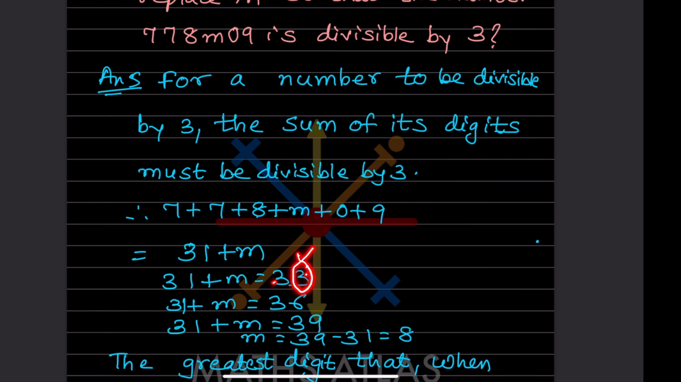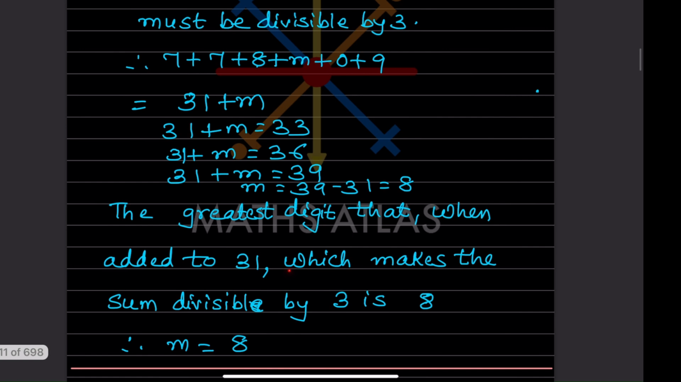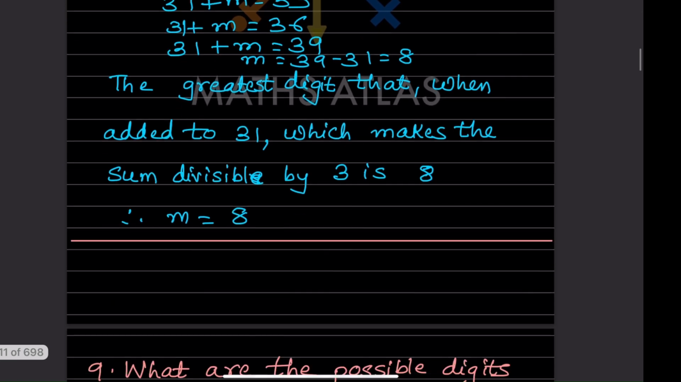So when we do this, 33, when we rearrange, m is 33 minus 31, that is, m is going to be 2. They have asked for the greatest number. Again, when we do for 36, that is going to be 5. If we take 39, that will be 39 minus 31, which is going to be 8. And if we take 42, 42 minus 31 is going to be 11, but that is a 2-digit number. So the greatest digit can be only 8. So the greatest digit that when added to 31 makes the sum divisible by 3 is 8. So m is going to be 8. Hope you got this one.